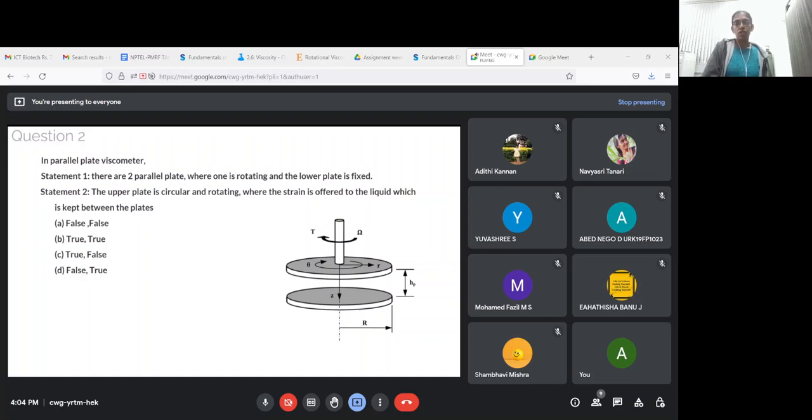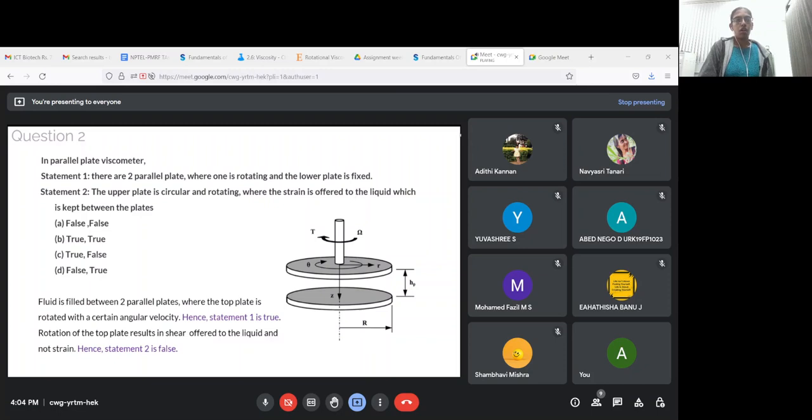You need to be a bit more careful when mentioning terms such as strain and stress. When you're rotating a plate, you're actually applying shear stress, not strain. The strain is actually a consequence of the shear stress. So you're applying shear stress, and that shear stress causes a shear rate, and that is how you measure viscosity in this particular viscometer.